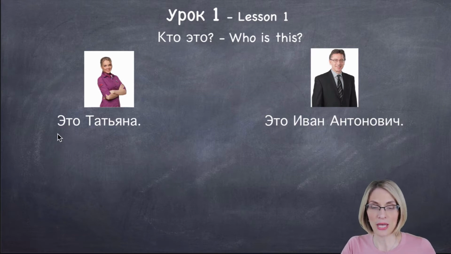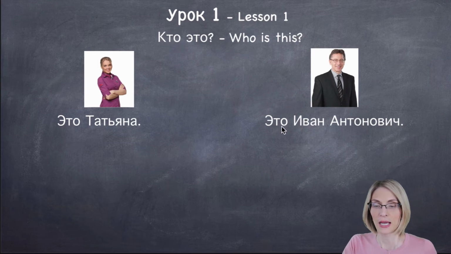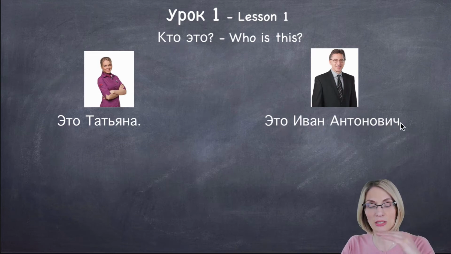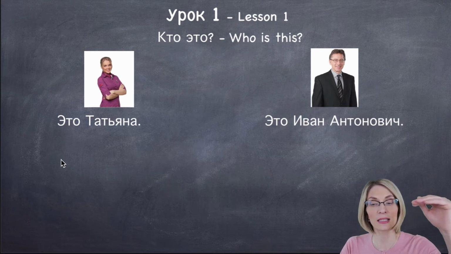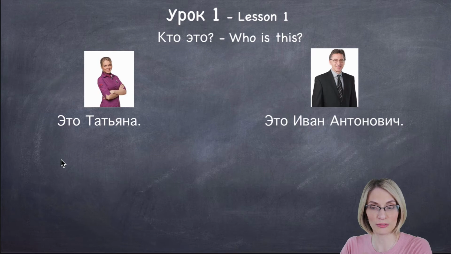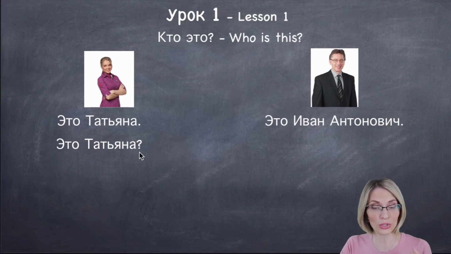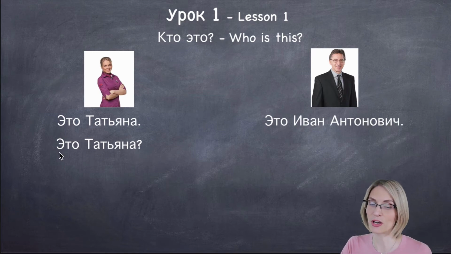Okay, we now know that это Татьяна. Statement. Это Иван Антонович. And notice my intonation. The intonation is falling. Это Татьяна. Это Иван Антонович. Now, to ask a question in Russian, we do not change the word order, but we change intonation. So to communicate a question, you do need this particular intonation of the question.